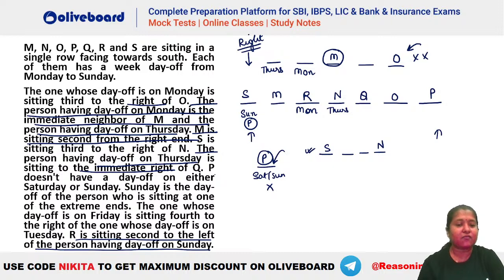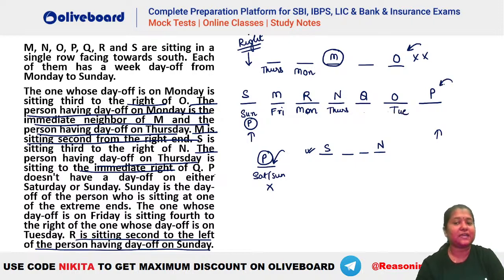ठीक है. Now what is given? P does not have a day off on Saturday, Sunday. Sunday is a day off for person sitting at extreme. The one whose day off is Friday is fourth to the right of Tuesday. So you can see Friday has to be fourth to the right of Tuesday. That means this will be Friday here. And 1, 2, 3, 4, this will be your Tuesday here.